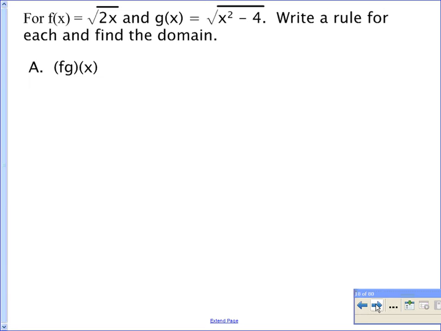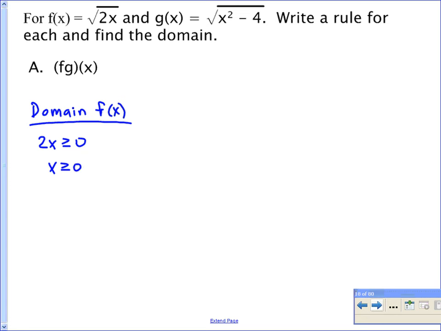Okay, so here we have another example, and what you're going to do is use this to find f times g. We're first going to go through and find the domain of these, so that we can use that multiple times. So let's look at the domain. First, we're going to find the domain of our f of x. Let's do that one first. In this case, we're going to say 2x is greater than or equal to 0. So that means x is greater than or equal to 0.